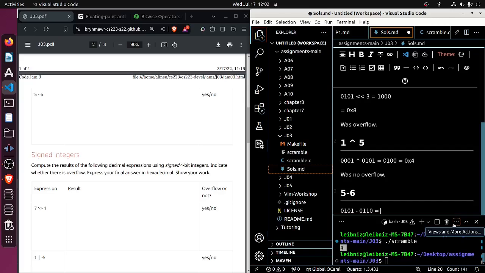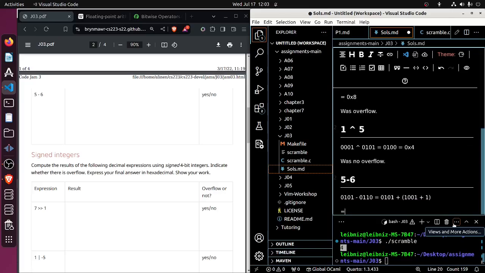So we are going to bit flip the second number. So this is going to be 0, 1, 0, 1 plus, now here, if we bit flip, we get 1, 0, 0, 1, and we're going to add 1. So this is the recipe for how you subtract numbers. Let's go ahead and further simplify this. So what is this going to be?